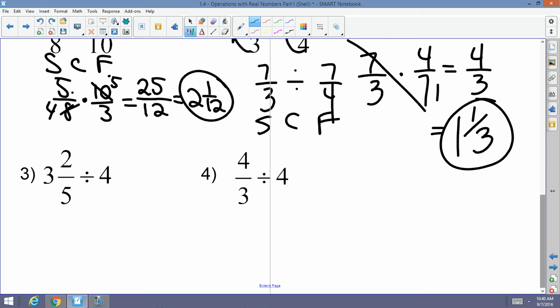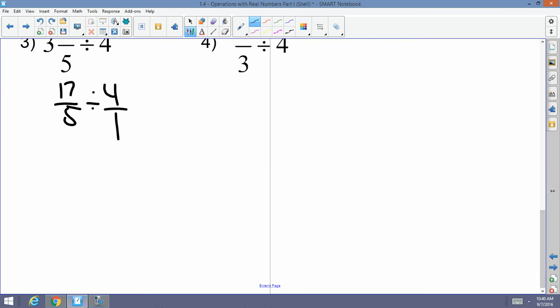3 2/5 divided by 4. I've got a mixed number, so I'm going to have to convert. What does this convert to, my man? Yes, 17/5. So 5 times 3 is 15, plus 2 is 17/5. Divided by, how can I represent this 4 as a fraction? Yes. Good job, guys. That's my first step. I did not stay, change, flip. I just simply converted the mixed numbers to an improper fraction. Does that make sense, my brothers?